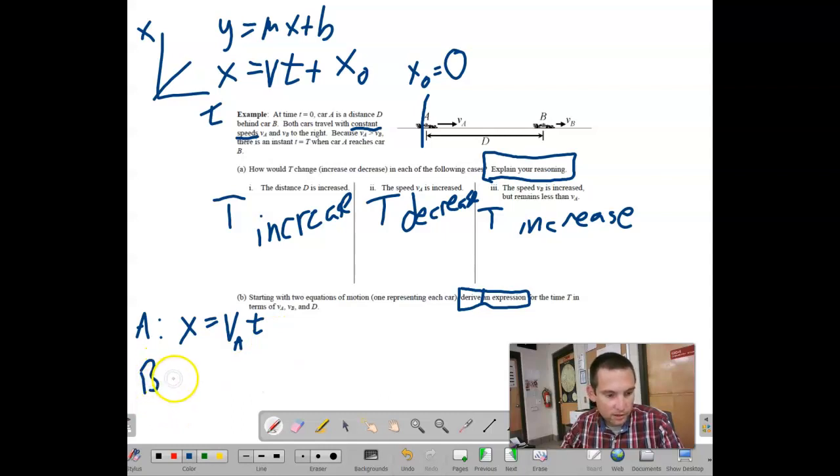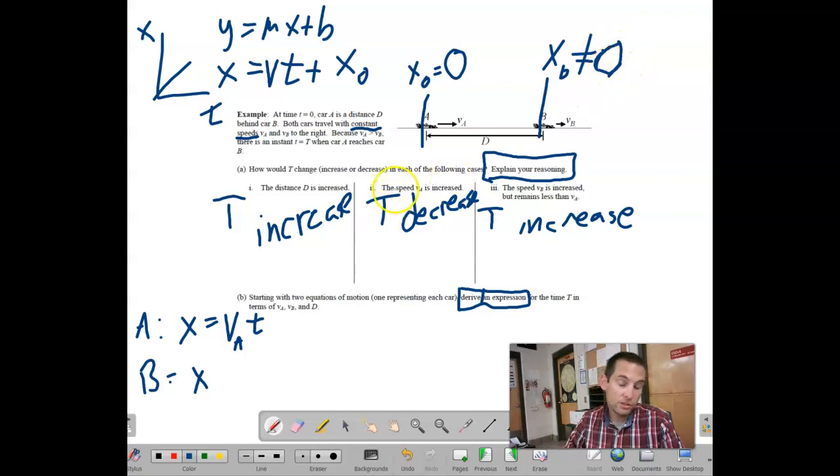And then for B, we can say where we do have a starting position, where that does not equal 0. So we don't know what it is, we just know that it's not 0, so we want to make sure we include it. Take that back, we do know what it is, don't we?